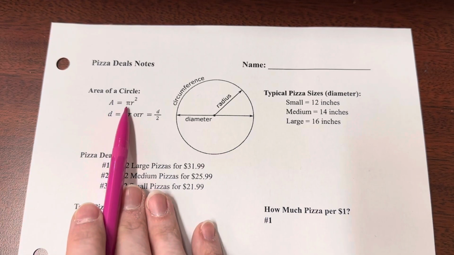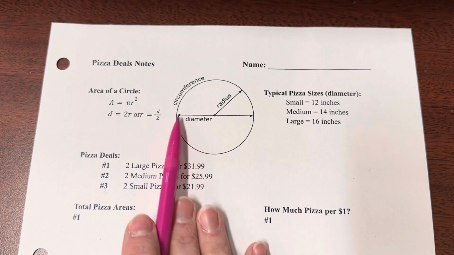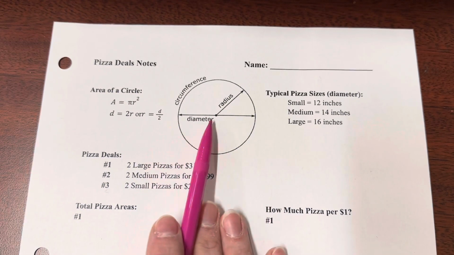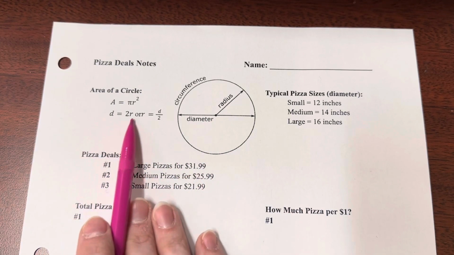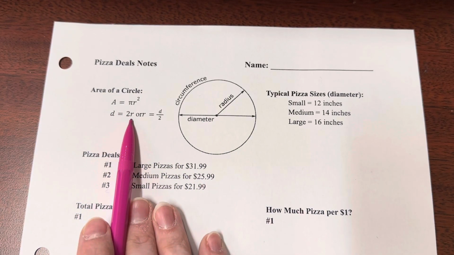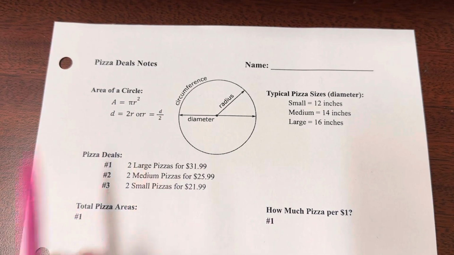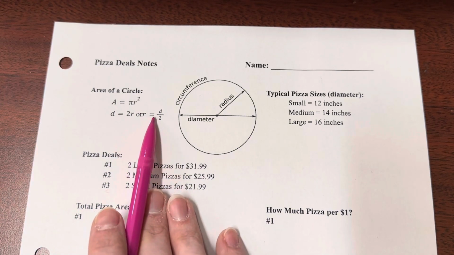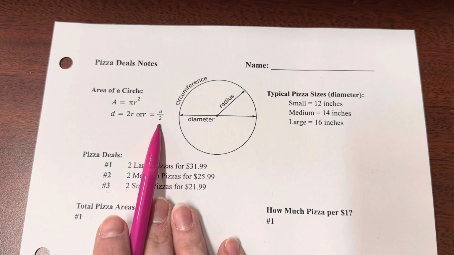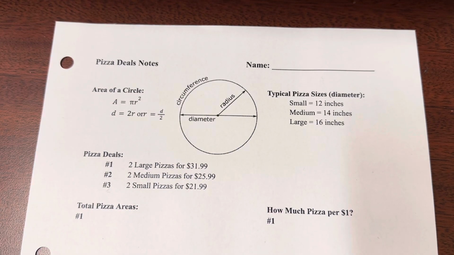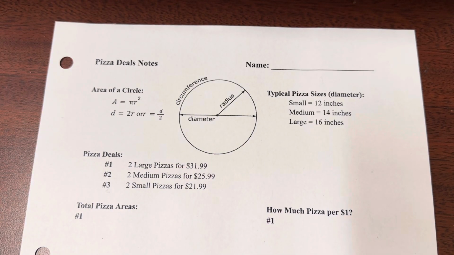Now, area of a circle is pi times radius squared. If you're being given the diameter of the pizza, you have to be able to find the radius. You could use the diameter equals 2 times radius formula and solve for the radius, or you can use the formula with the radius already solved, which is radius equals diameter divided by 2. So basically just cut the diameter in half and you have your radius. So let's take a look at a few pizza deals and see how we can evaluate which one is the best deal.